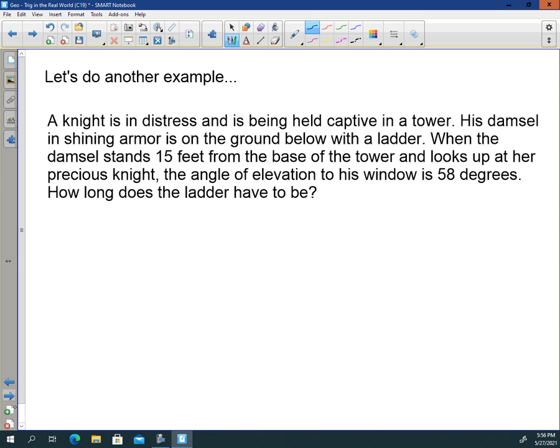So our knight is up in a tower, and down here is the ground. And then his damsel, trying to save him, is on the ground, and it looks like she is 15 feet from the base of the tower. So this is 15 feet. Now she's trying to go up to the top of the tower with a ladder, and so we're trying to figure out how long this ladder needs to be. The angle of elevation from her to the window is 58 degrees.